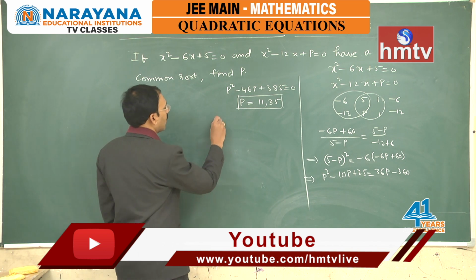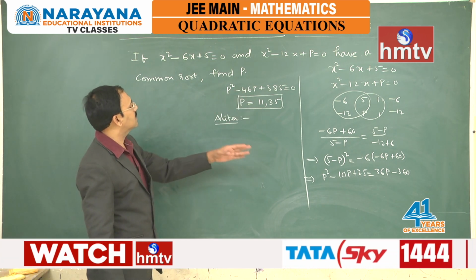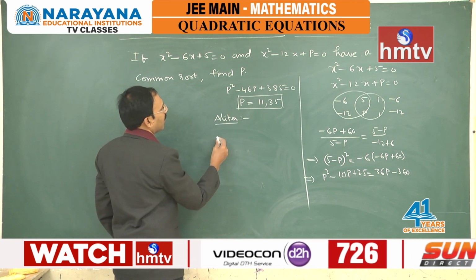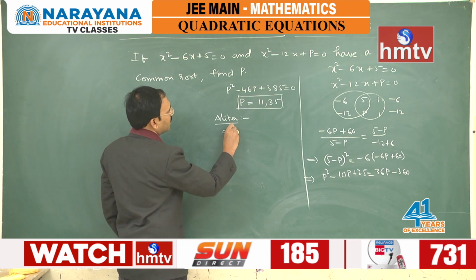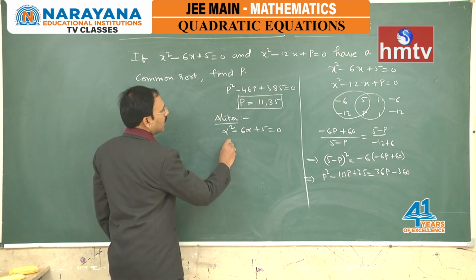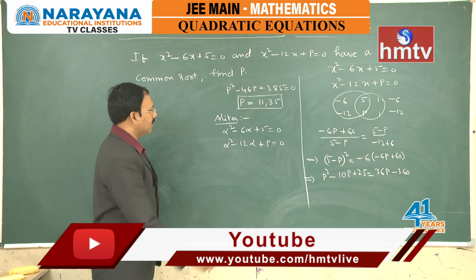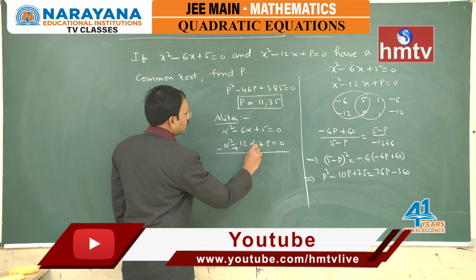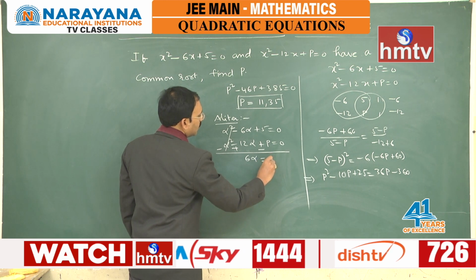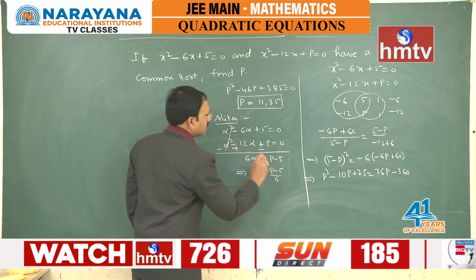You can also have an aliter, another method that you can do without applying this. Suppose both the equations have a common root, then let it be alpha. For the first equation it becomes alpha square minus 6 alpha plus 5 equal to 0, and then alpha square minus 12 alpha plus p equal to 0. From this I subtract, so that the alpha square gets cancelled. 6 alpha is equal to p minus 5. So, alpha is equal to p minus 5 by 6.